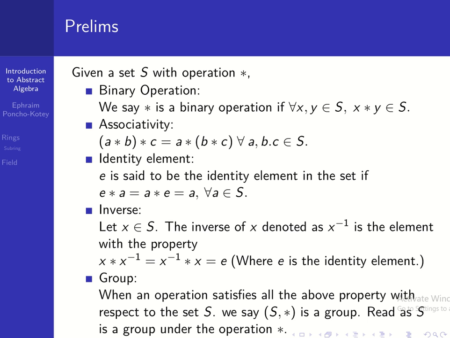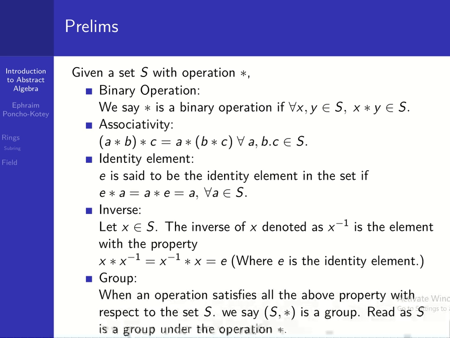We first need to know what a binary operation is. With a binary operation, we need an operation, so we take the operation to be star. We have a set S. Star is a binary operation if for all x, y belonging to S, x star y is in S. Now we say star is associative if (a star b) star c is equal to a star (b star c), and this should work for all elements from S.